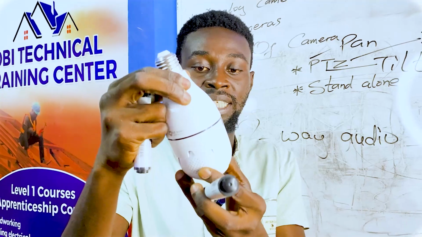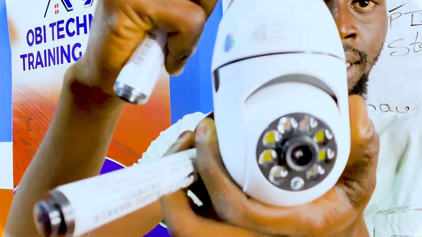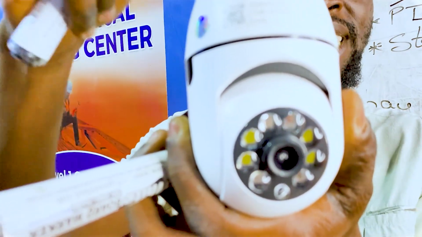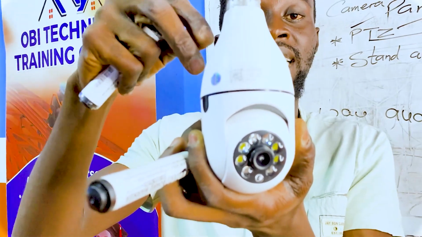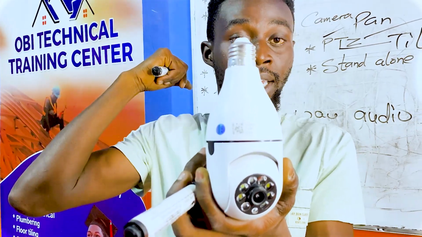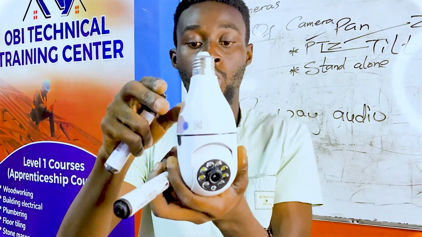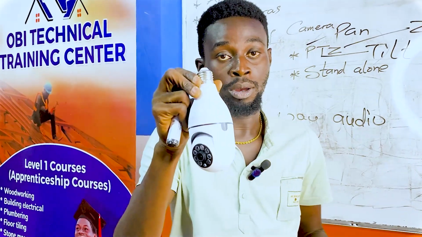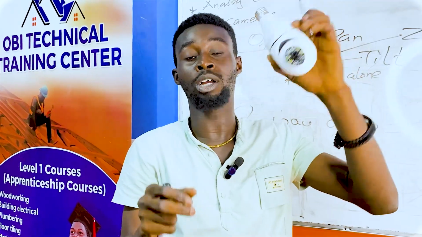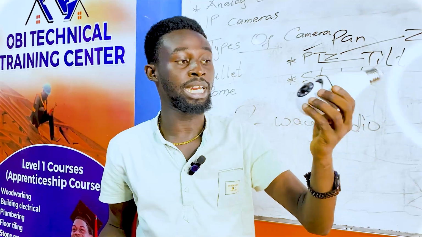When you look at this side also, you would see a small dot at the side. The dot there shows that it is a speaker. So anything being said around this camera is heard by whoever is controlling it on the mobile device. So it is a two-way camera. You install this just like you are installing a normal bulb, and then you configure it, and that is that.